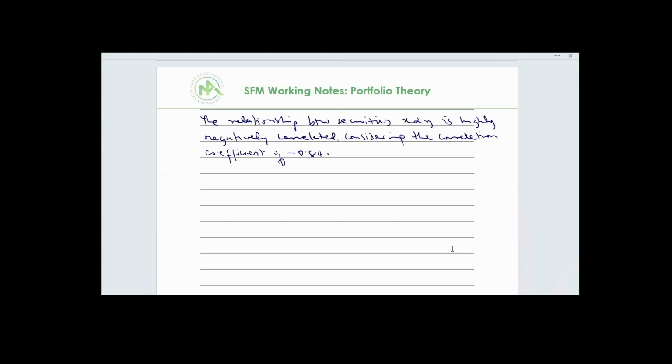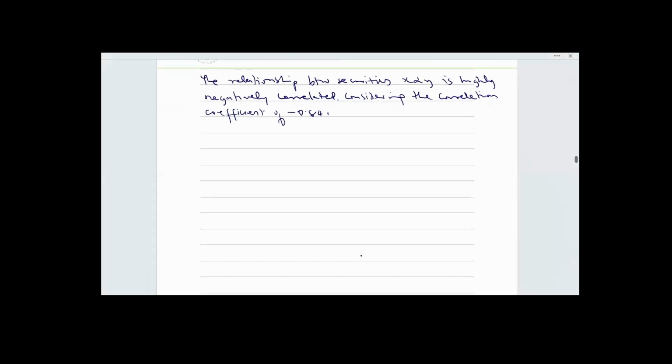So at this point, we are done with B. Let's move to C. Number C, you have to calculate the return of the portfolio and the standard deviation of the portfolio using the tabular method. All right, so I would then say number C, calculating the expected return of the portfolio and the standard deviation of the portfolio.